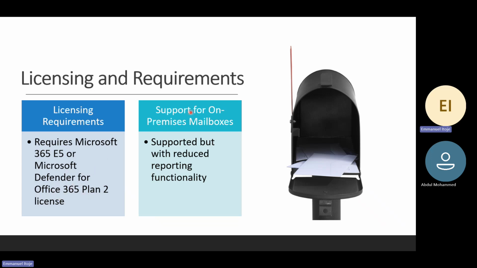And in terms of support, there's support for on-premises mailboxes. So when you're in an organization that maybe has a hybrid setup, or you have Exchange Server, right? They support it but with reduced reporting functionality. That is one of the limitations for on-premises mailboxes. So if you have users in your on-prem mailbox, the only thing they won't get is they will get reduced reporting capabilities as well as functionalities.